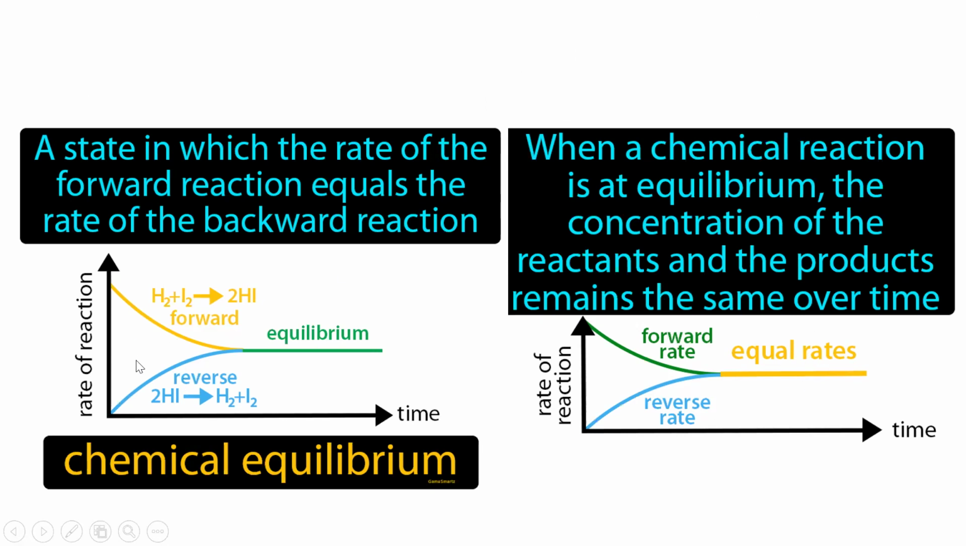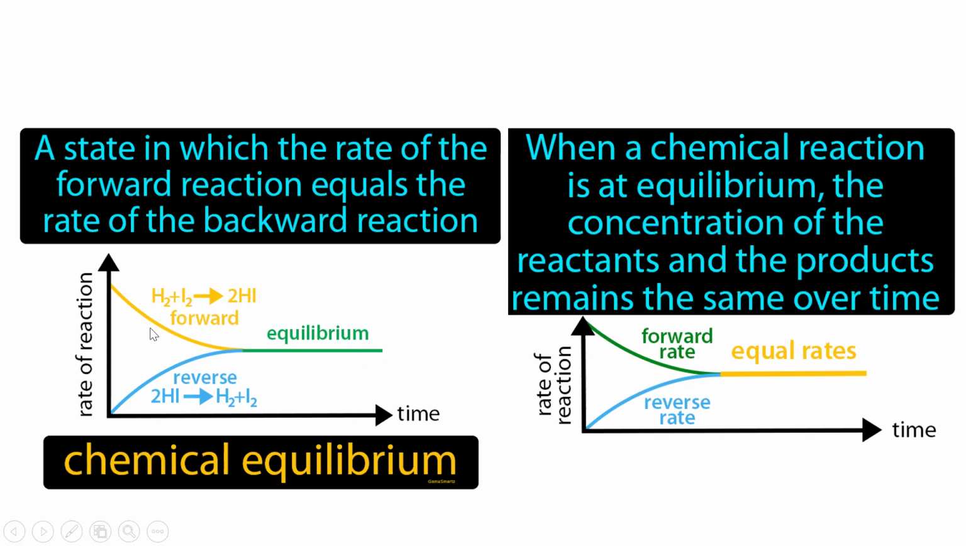For example, if you look at this reaction, the reaction between hydrogen and iodine to give you hydrogen iodide. This is the forward reaction. As it takes place, the backward reaction also takes place, which is the decomposition of hydrogen iodide into hydrogen and iodine.